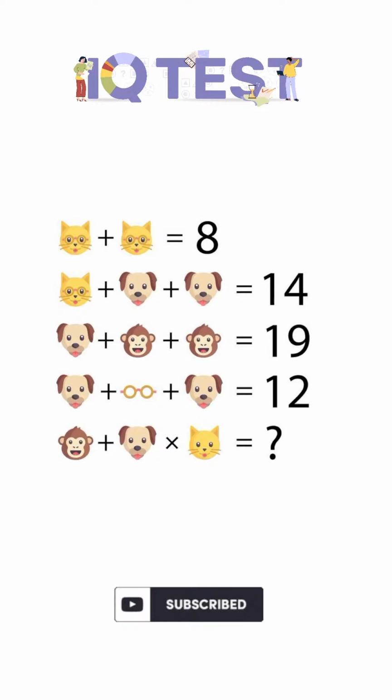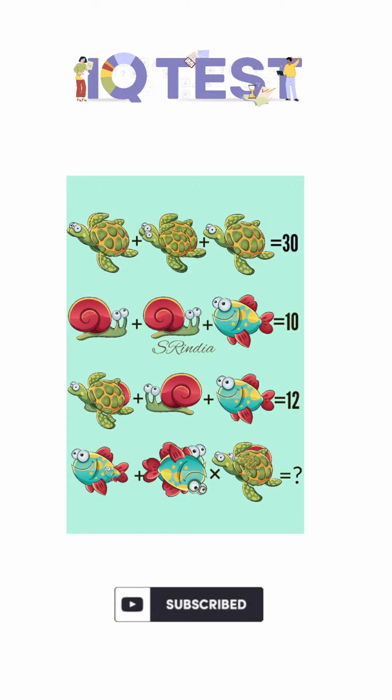So what is the monkey plus the dog times the cat? So it's 7 plus 5 times 4. I agree. It's 27. I agree. Correct. Totally agree. All right. So let's look at the next one. Okay. So this is the next one.